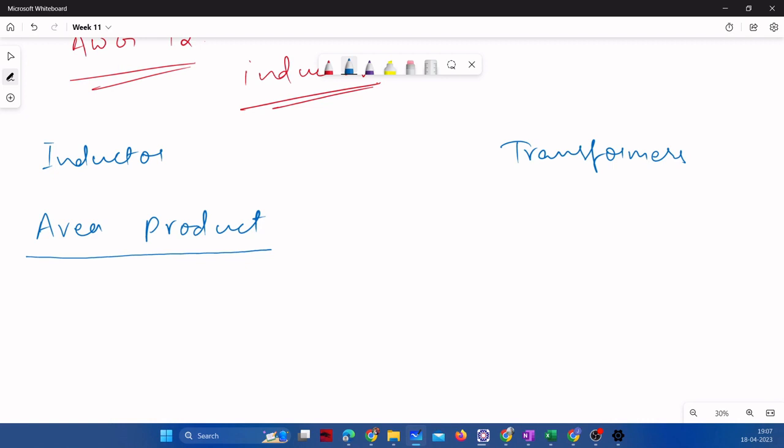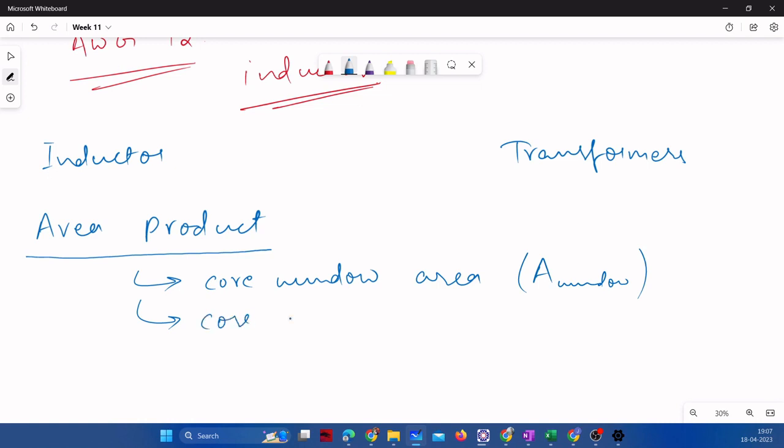Area product is the core window area, which you can denote with A_W, times the other quantity, the cross-sectional area, which we will represent with A_core.